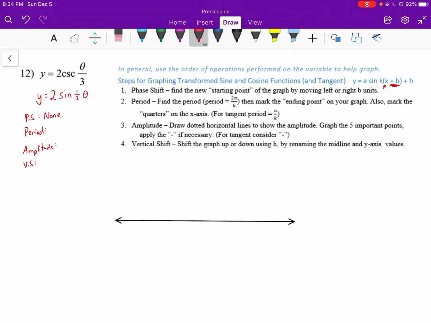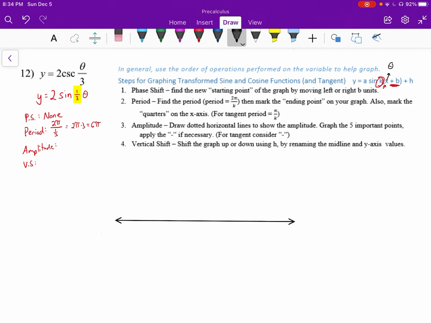The period, well, period for the parent graph of sine, just y equals sine of theta, is 2 pi. So to find period of this function, you take 2 pi divided by what's multiplied by theta. So that's the 1/3 here in our function. So it's 2 pi divided by 1/3, which dividing by 1/3 is the same as multiplying by 3. So we have 6 pi.